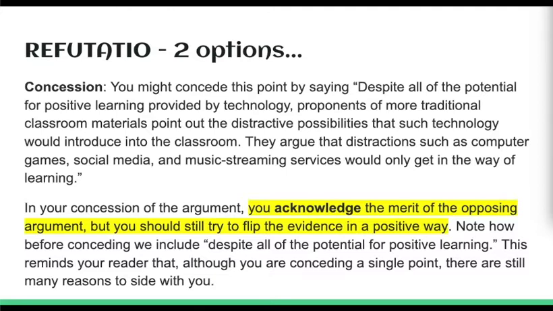So in your concession of the argument, you are acknowledging the merit of the opposing argument, but you've got to try to flip that evidence in a positive way. So note how before conceding, we include, quote, despite all of the potential for positive learning. So you are contextualizing or framing it within the context of your original argument. So you are acknowledging that there are distractions like computer games, social media, music streaming services, but you introduced all of that information with a really effective transition that showed that, one, I am addressing the opposition, and two, I am reminding you of what my argument is, despite all of the potential for positive learning. Okay? So when we talk about transitions, again, be very, very deliberate.